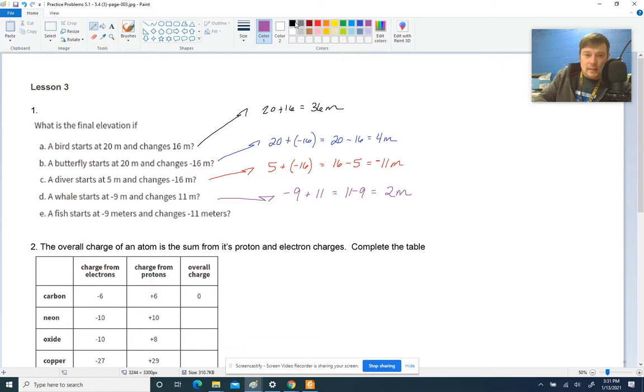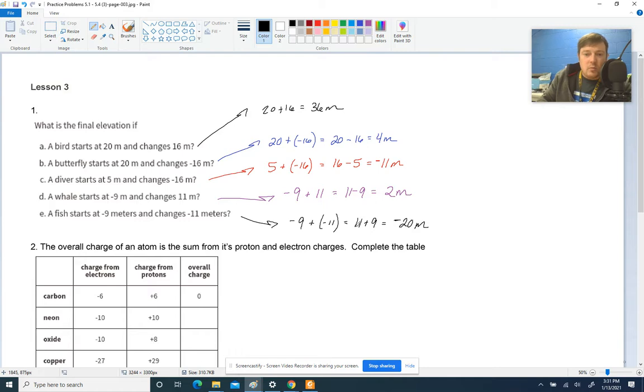And lastly, the very last one here, we have a fish that starts 9 below. Okay, so it's underwater, and then it just swims down deeper into the ocean and goes down 11. So that could be represented by adding a negative 11. Since both of their signs are negative, and this is just getting deeper into the negatives, we can simply just do 11 plus 9 to get our answer of 20. But we know that since it was swimming downward and deeper, that it is negative 20 meters.